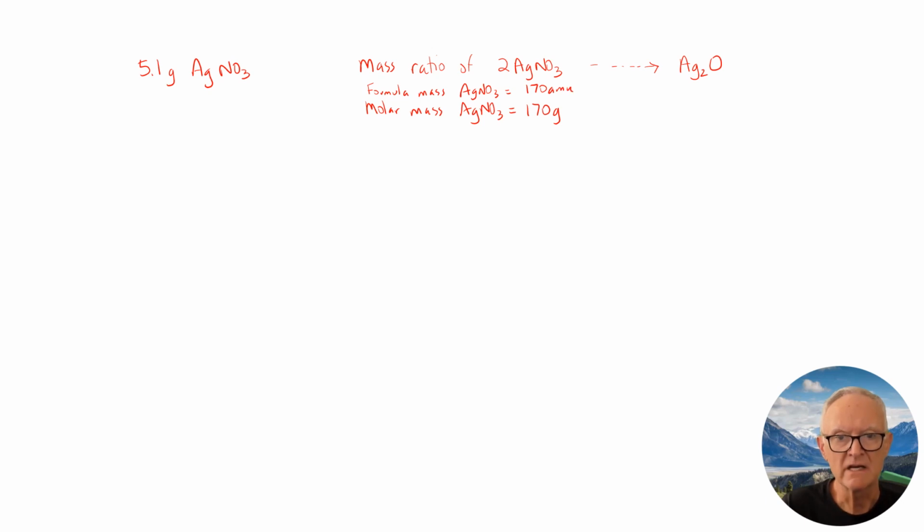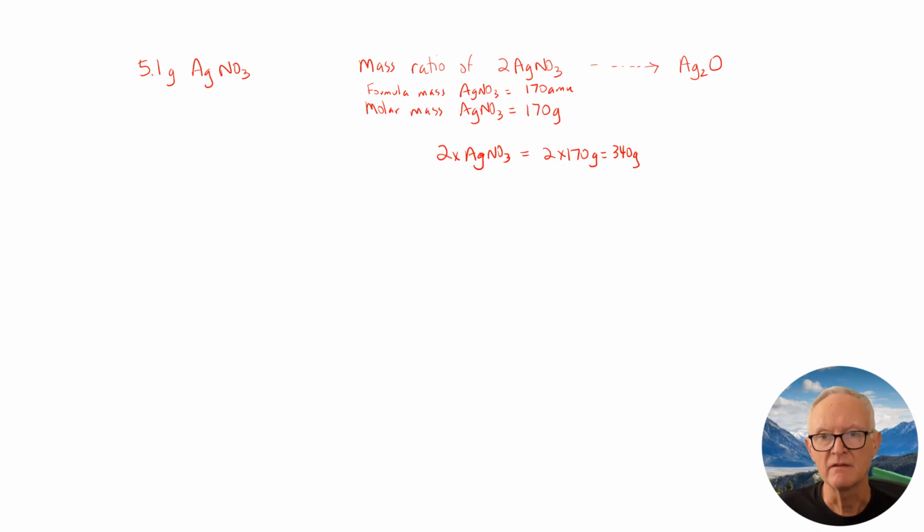Our molar mass is 170 grams. Hopefully you're fairly familiar with those two terms at this point. Now, in this equation, remember that mass ratios are unique to each equation. So in this equation, we have 2 moles of AgNO3. So the mass would be 2 times 170 grams, or 340 grams in this equation.